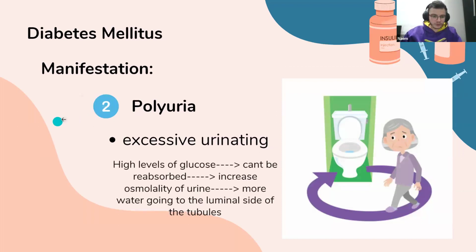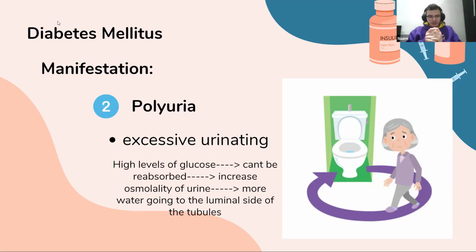The second one is also poly. So the first one was polydipsia. The second one is polyuria. What does polyuria mean? It means excessive urinating. I'm pretty sure all of us have at least witnessed one diabetic patient in our families. But if you never did, then mashallah, you're lucky. But if you ever did, you notice that they always want to go to the bathroom. They're always in a hurry to the bathroom. They go to the bathroom sometimes twice in 1 hour.